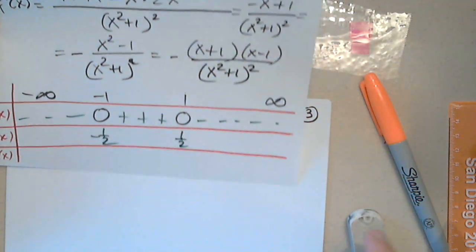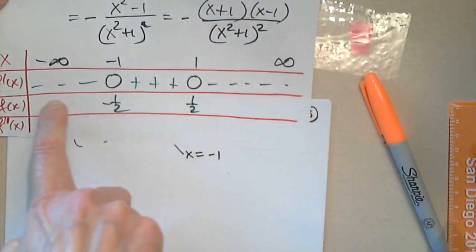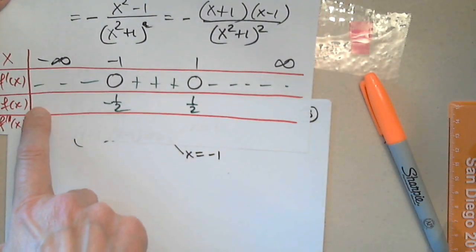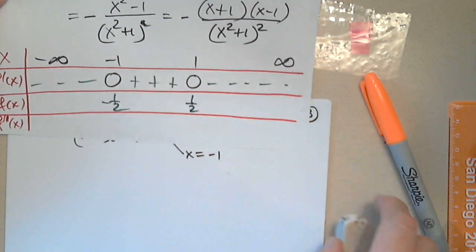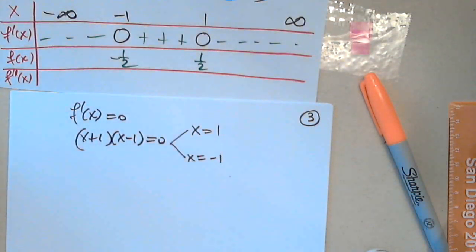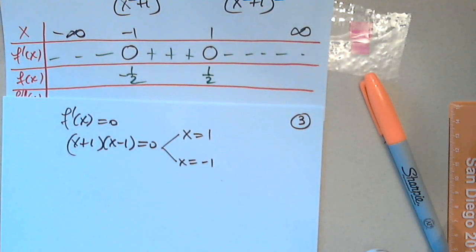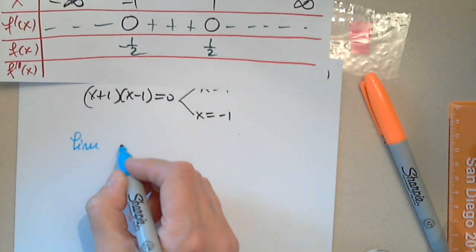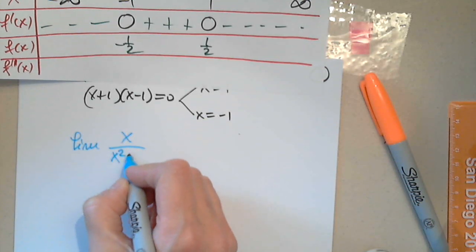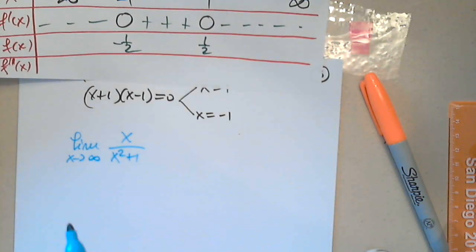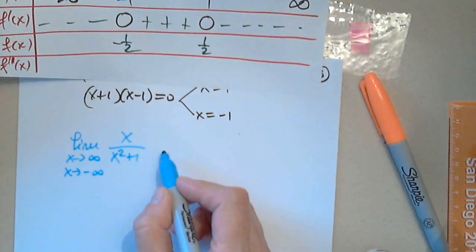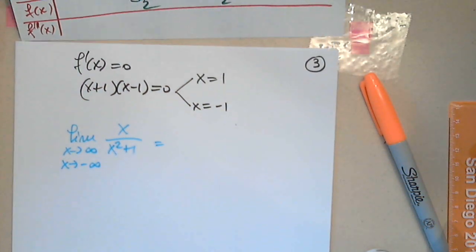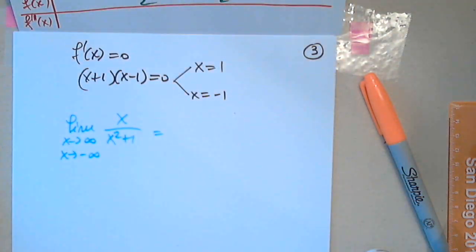I also would like to determine these. These are the limits at negative infinity and infinity. Because I want to complete the table, and you'll see we will always do that. So I want to find the limit of x over x squared plus 1 when x approaches infinity, and then when x approaches negative infinity. Can anyone tell us how to proceed? Anything?